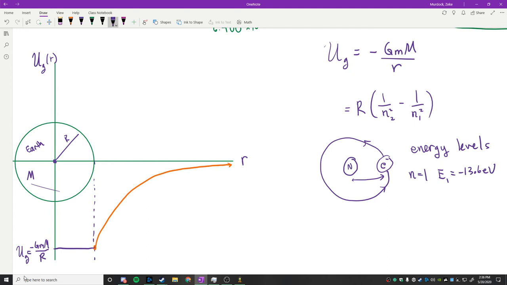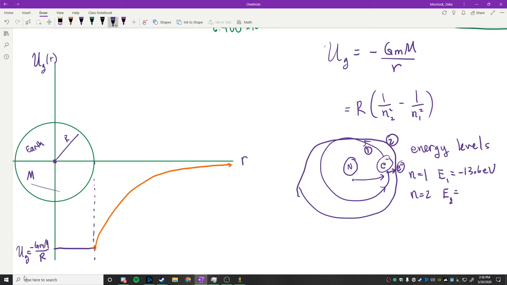And then as you move to the n equal to 2 state, that is to say when the electron moves up, so if this is the n equal to 1 state and this is the n equal to 2 state, the energy level 2, I think, is this divided by 4.